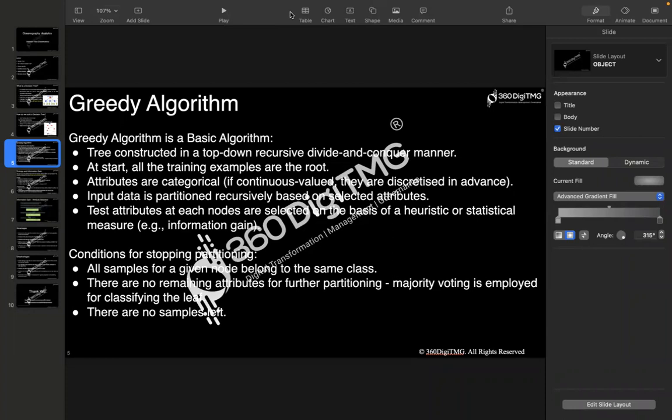Then the optimal substructure for the greedy algorithm: if the optimal overall solution to the problem corresponds to the optimal solutions to its subproblems, then the problem can be solved using a greedy approach. This property is called optimal substructure. Here we have some advantages.